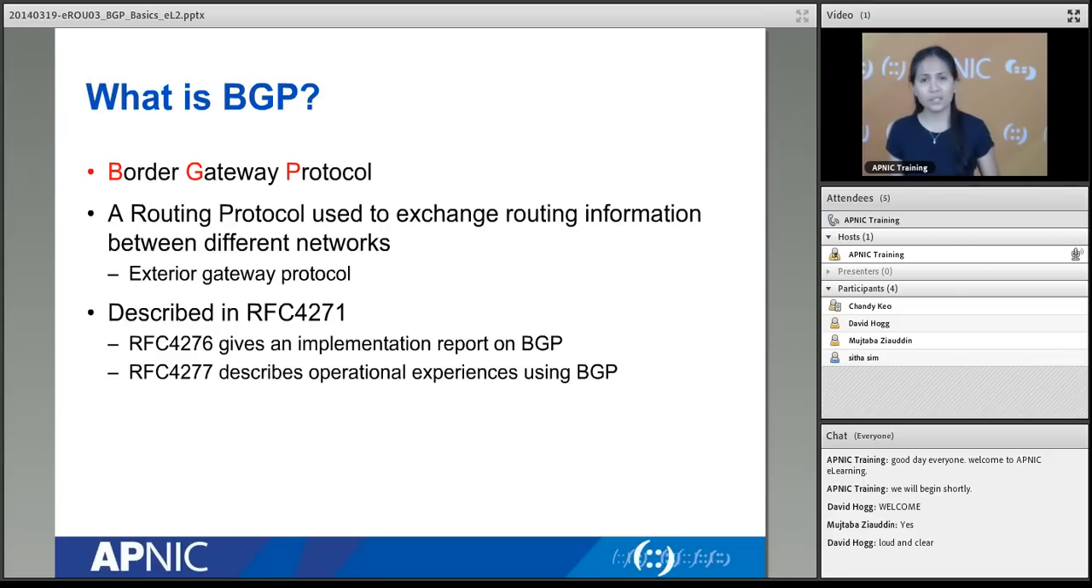So as I've said, it has two things. It has to have a list or a map of the destinations that it needs to go to before your packets can actually be forwarded. Now, BGP itself is a routing protocol that is used to communicate between different networks. So these networks are autonomous with each other.